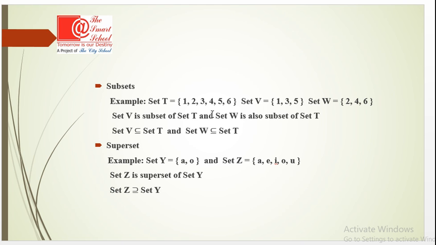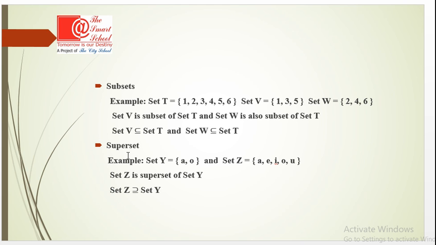Now subsets. When each element of a set is also an element of another set, it is called a subset. For example, set T has elements 1, 2, 3, 4, 5 and 6, and set V has elements 1, 3 and 5. Set W has elements 2, 4 and 6. So we can say set V is a subset of set T and set W is also a subset of set T. We will write it as set V is a subset of set T and set W is a subset of set T. So this is the symbol of subset.